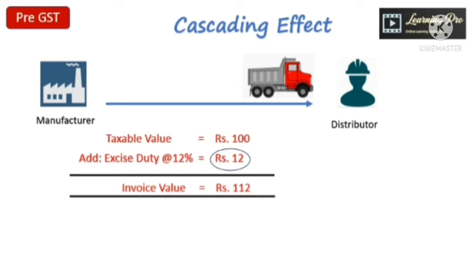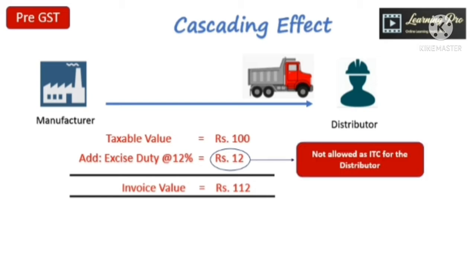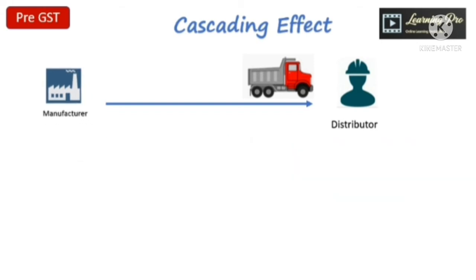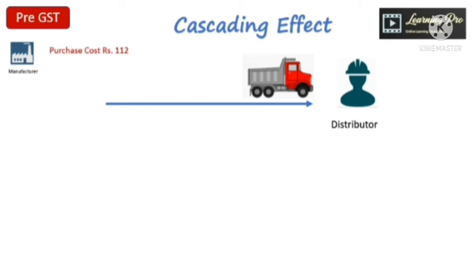In the earlier regime, this rupees 12 was not allowed as input tax credit to the distributor. So this will be added to the cost of purchase for the distributor. So we can say that this rupees 12 is not allowed as credit and will be added to the cost. Net cost has become rupees 112. So the cost of purchase for the distributor in this case is rupees 112.